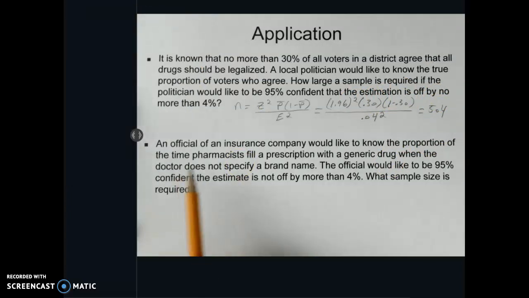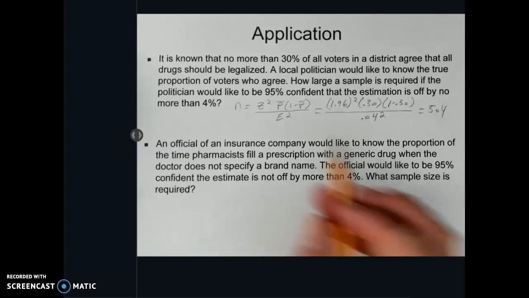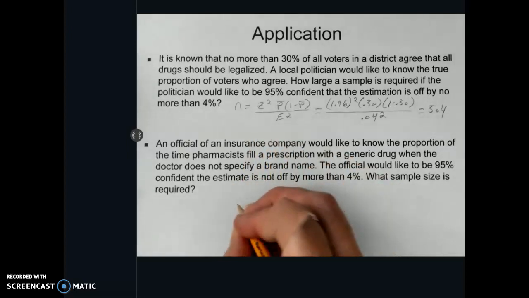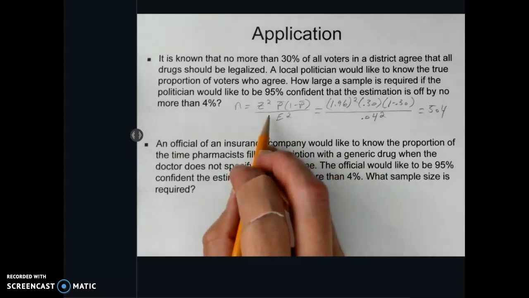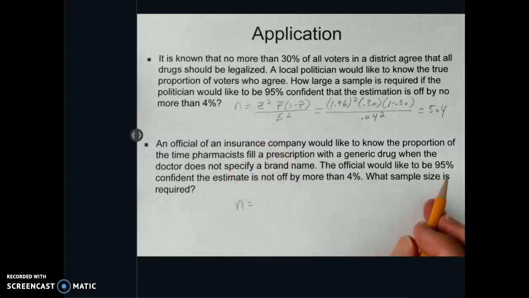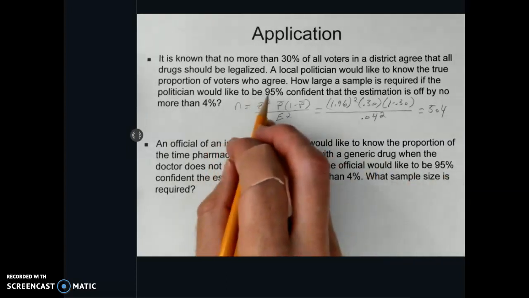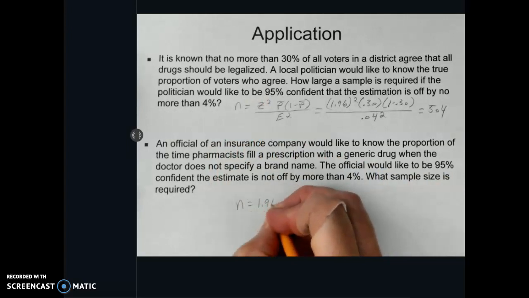The next one says, an official of an insurance company would like to know the proportion of the time pharmacists fill a prescription with a generic drug when the doctor does not specify a brand name. The official would like to be 95% confident the estimate is not off by more than 4%. What sample size is required? We'll be using the same formula. Let's plug in what we have. N is going to be equal to z squared. Well, we already know z because it's the same confidence interval as up here. So it's going to be 1.96 squared.